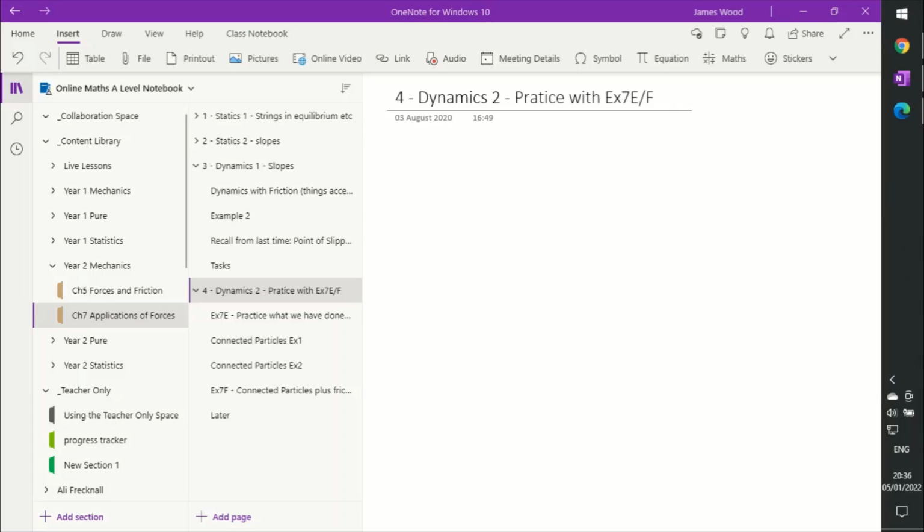In this last lesson, which is lesson 4 for this chapter, we're going to have a bit more of an extended look at some of these problems. The first thing I actually want you to do is just have a go at some problems which put together all the things that we've done so far in this chapter.